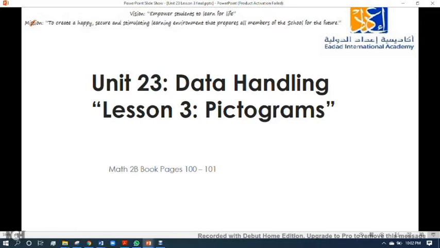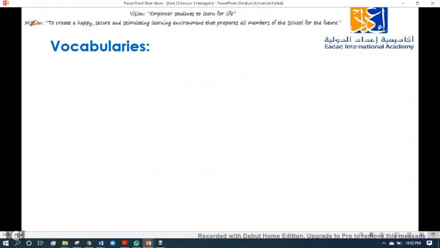So, yesterday, we used organizing data in columns to count the objects that we have and to understand the information that we need. For this lesson, we are going to use pictograms. But before we continue with our lesson, let's review our vocabularies for this week.